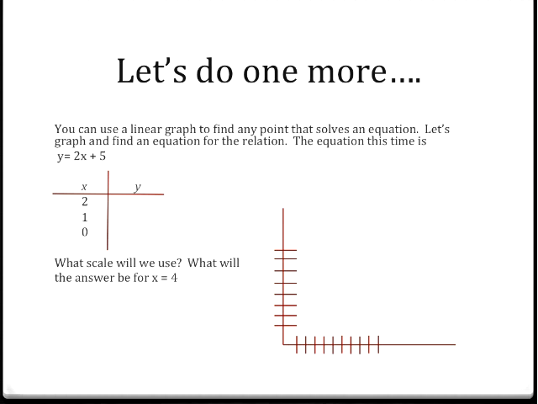So if x is 2, then what we have is 2 times 2 plus 5, which is going to be what? 2 times 2 is 4 plus 5 is 9. Good. And how about 2 times 1 plus 5? So 2 times 1 is 2 plus 5 is?